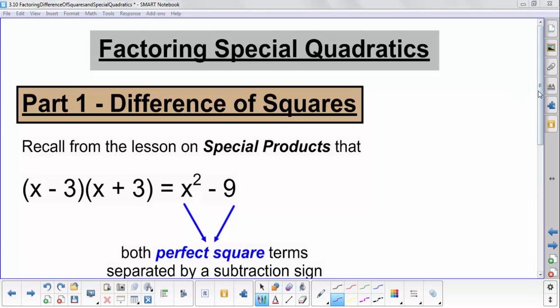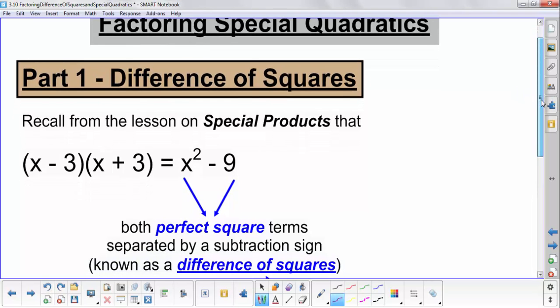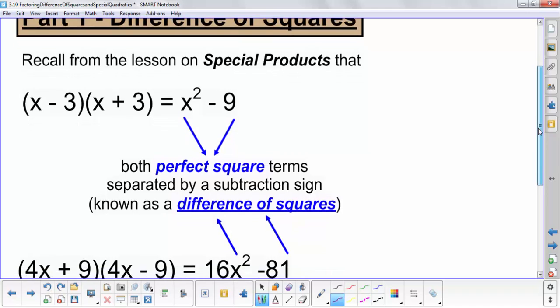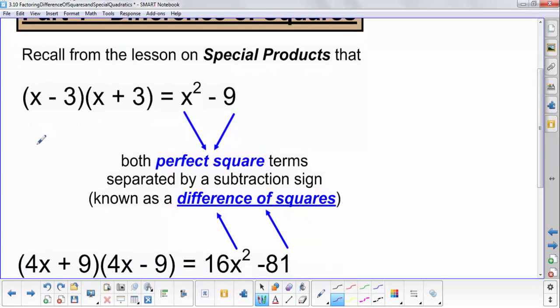So if you remember from a few lessons back when we were expanding, one of the special products that we had was when you had two brackets where the numbers and the variables inside were the same but the signs were different. And if we were to distribute this out, we'd actually just end up with two terms, an x squared and a minus 9. The x squared and the 9 are both perfect square terms, so basically you can take the square root of each one of them, and they're separated by a minus sign. So we call this a difference of squares.